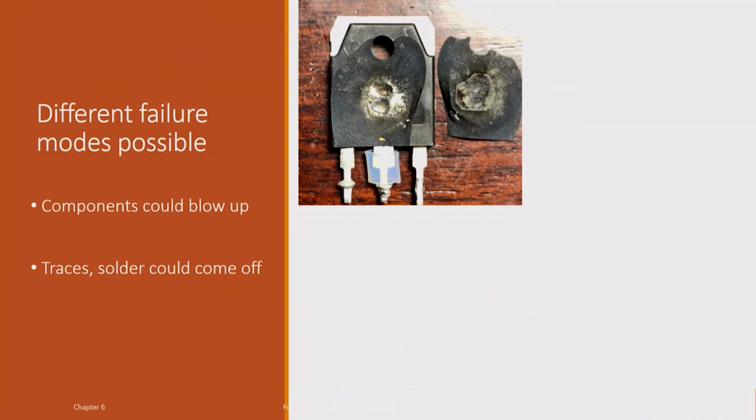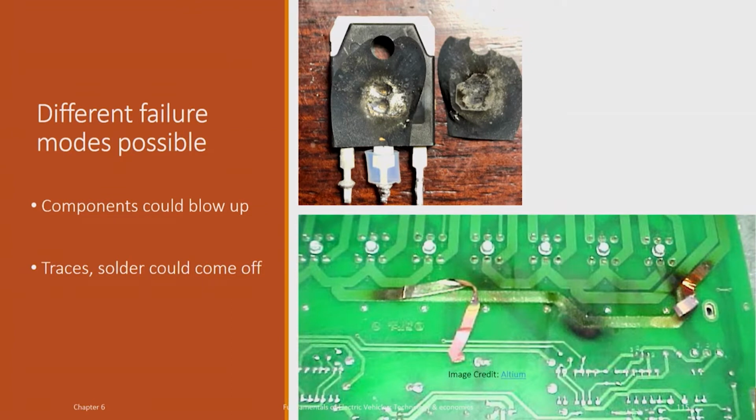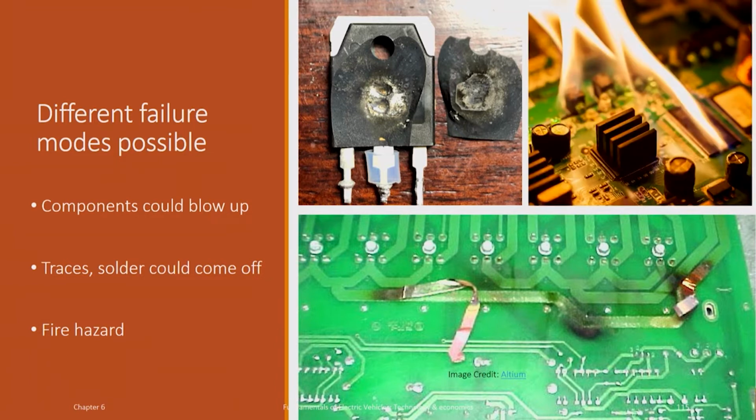Another thing that could happen is the traces. The traces are the copper tracks that you see on the PCB through which current is flowing. The traces are bonded with the epoxy and they could come off, and solder, as we already discussed, could melt, and therefore the components could come loose, and in extreme cases the whole thing may catch fire, because a lot of components are crowded in a very small space and enclosed with very little room for heat to go out, and it could lead to a fire accident.